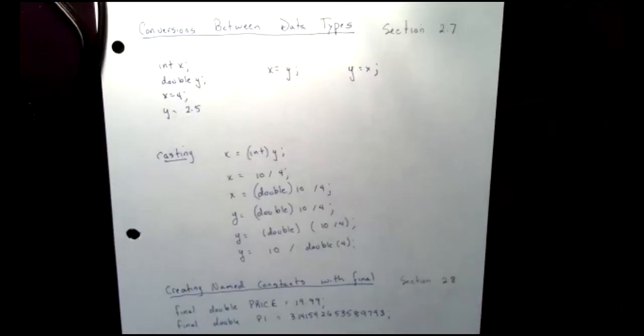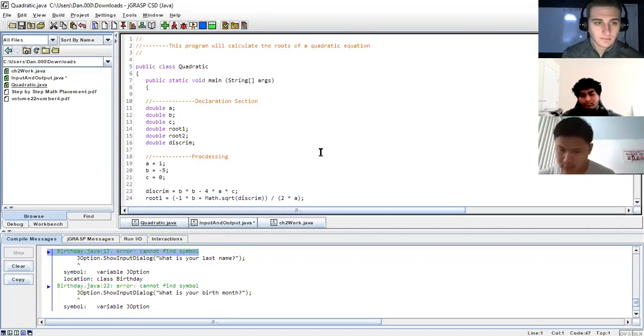Today we're going to continue moving right along in chapter 2. We could start out with a quick review of what we've been doing. The thing I would pull up is I would go here and click on quadratic.java, the program that we worked on last week.